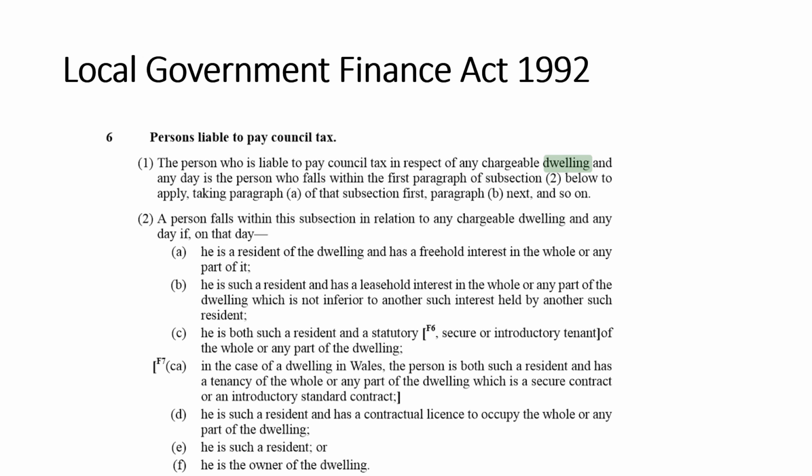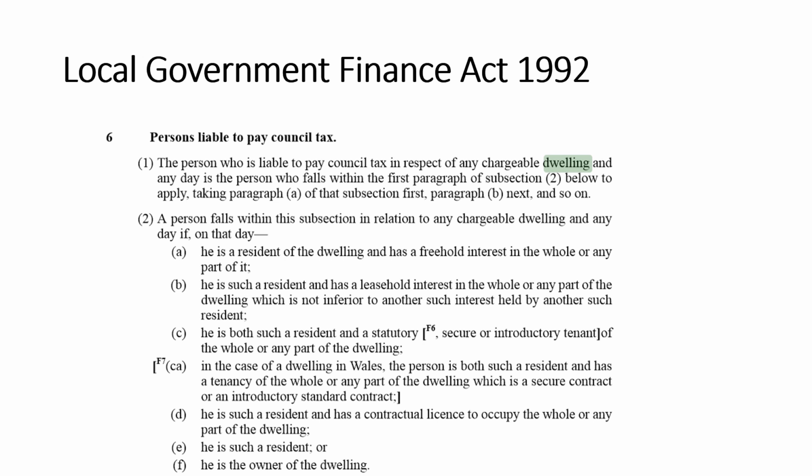Now it says Local Government Finance Act 1992. Again, we're dealing with dwelling, which is your home. Person is liable to pay council tax. The person who is liable to pay council tax in respect to any chargeable dwelling. Well, we now know from our previous talk that we are not in a chargeable dwelling, so we don't have to worry about that. Okay?